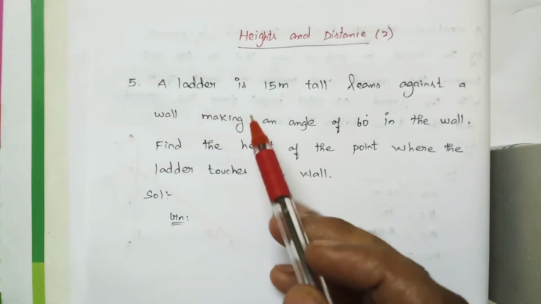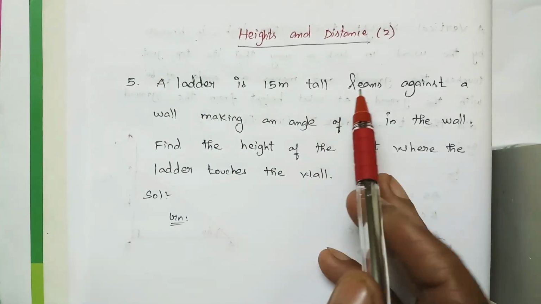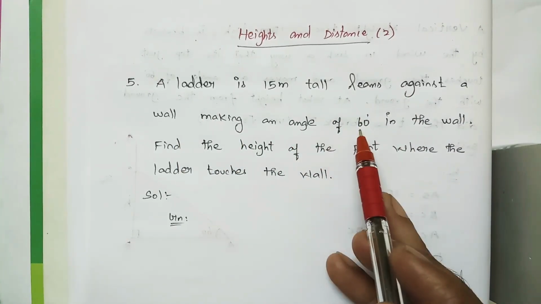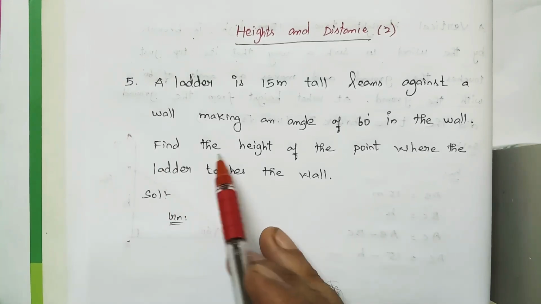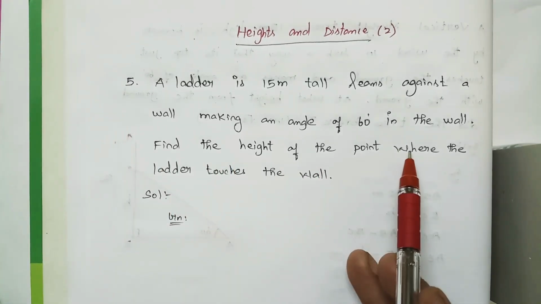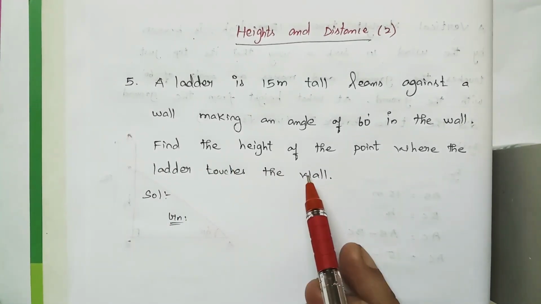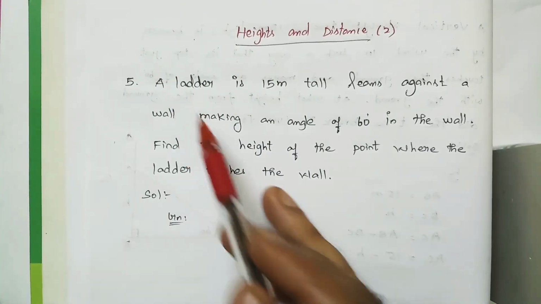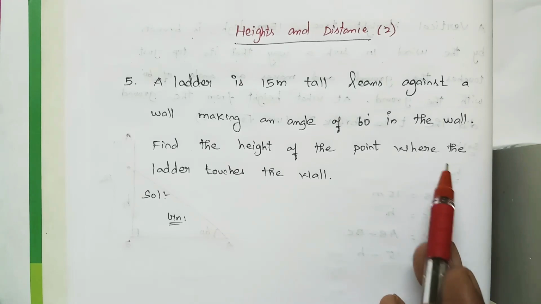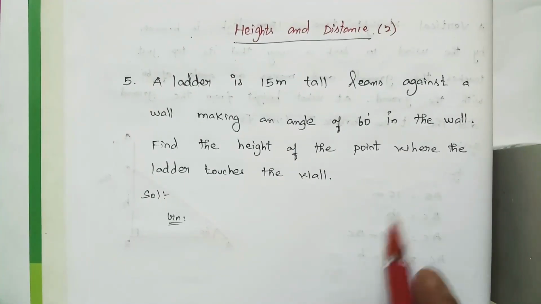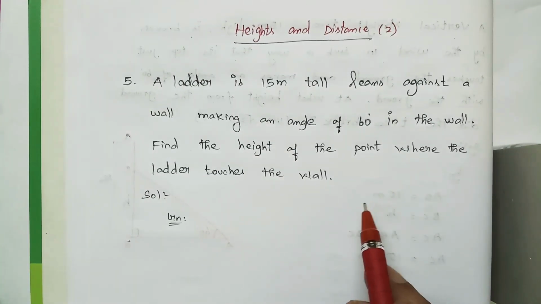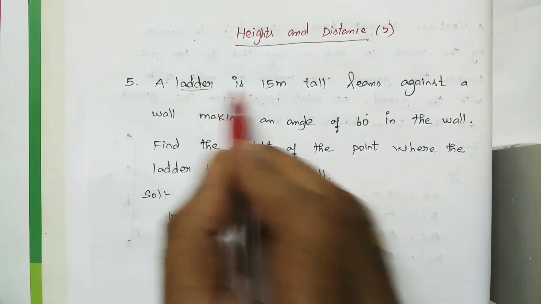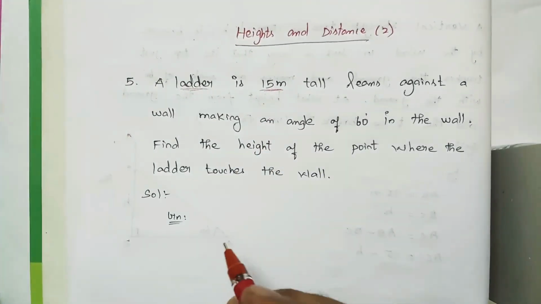A ladder is 15-meter tall, leans against a wall, making an angle of 60 degrees with the wall, right? Find the height of the point where the ladder touches the wall. They're talking about a ladder and the wall. The wall is vertical and the ladder leans against the wall. They've given that the height of the ladder is 15 meter, right?